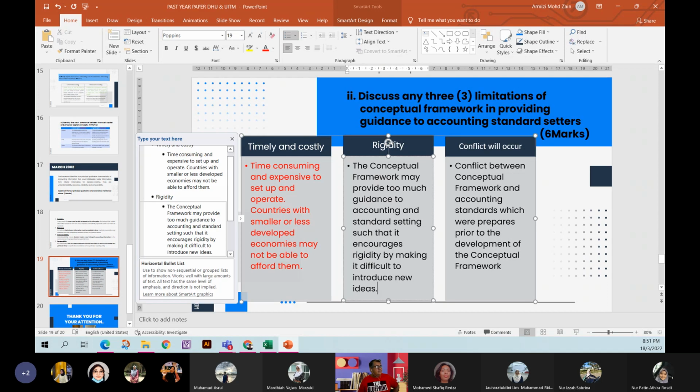Mungkin yes. Okay. Ini conflict. Ini conceptual limitation of conceptual framework. Guidance to accounting standard setter. Okay. Okay, betul ni.